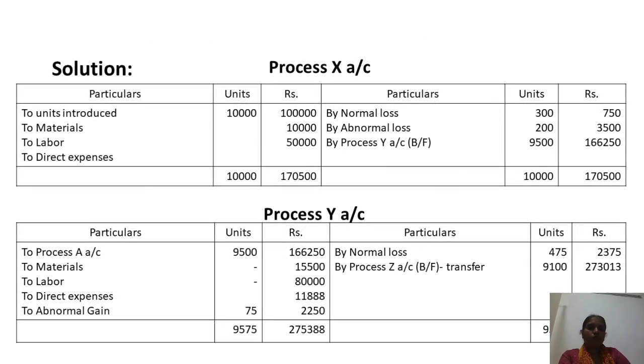So when you put the total of the units on the credit side, that exceeds the total of the unit column in the process Y account, that is 9,575. When we see the total in the unit column in the process Y account, it comes to 9,500 only. So that 75 difference goes to abnormal gain.